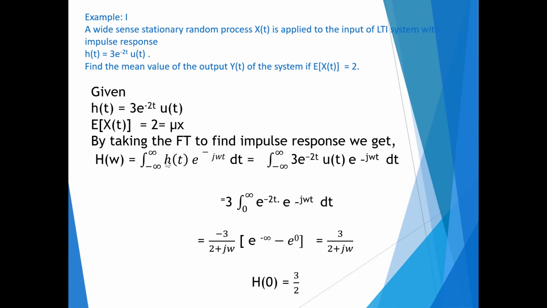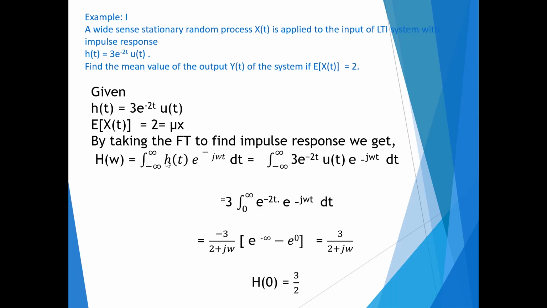Now what is asked here? It is asked to find the mean value of y of t of this system, given that the expected value of x of t is 2. So by using this we can find h of 0, and with the help of this we can find the expected value of y of t, which is our output. So now let us solve this. We need to find this h of t here.